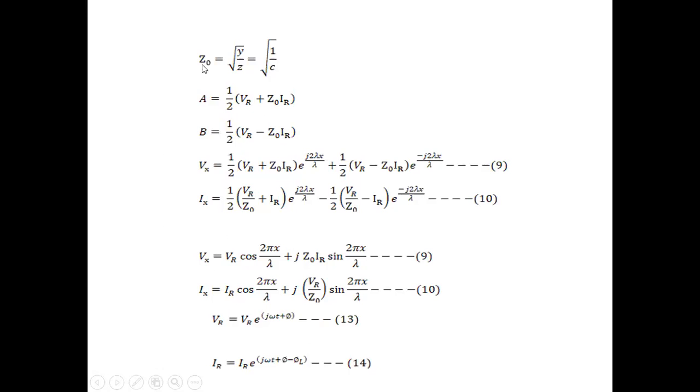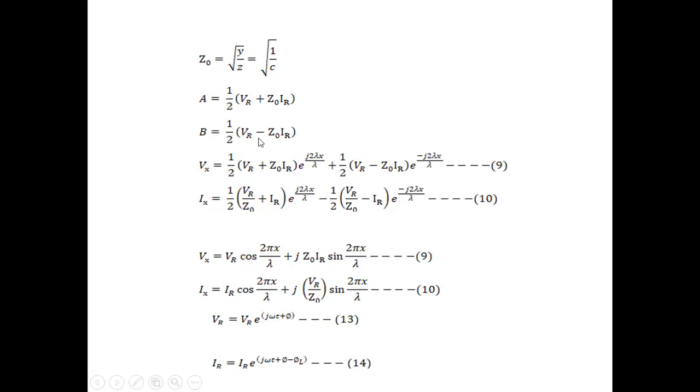Now we know that the surge impedance Z0 is equal to square root of y by z. So we have another expression for Z0, that is equal to square root of L by C. So if you substitute the values for all those things, we will be getting this expression.